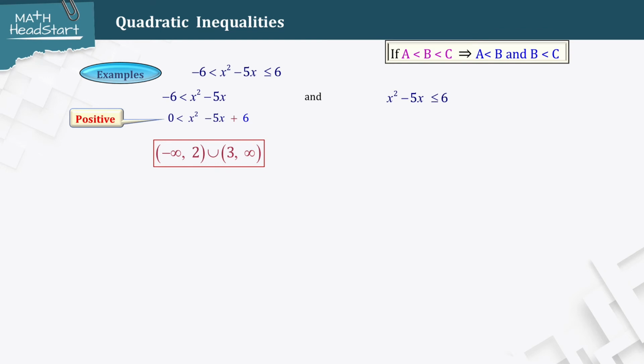Let's solve the second inequality then. Move the constant 6 from the right side to the left side to get the standard form. Again, we first attempt to factor the expression. Write two sets of brackets with x. Then we need to find two numerical values whose product is -6 and whose sum is -5.